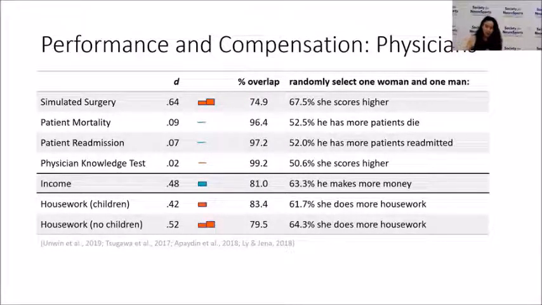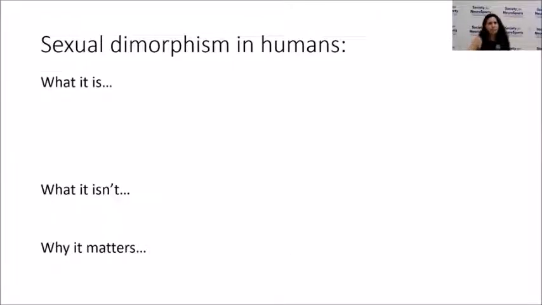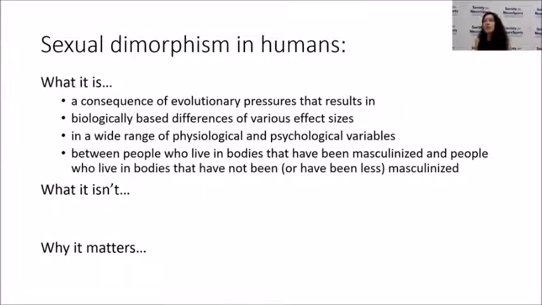So, okay, this is all fine. But when I started, I promised I was going to talk about what sexual dimorphism in humans is, what it isn't, and why it matters. So I hope I've at least started to get us there. But just to sum up, in case I didn't do my job well: sexual dimorphism in humans is a consequence of evolutionary pressures that results in biologically based differences of various effect sizes in a wide range of physiological, psychological, and behavioral variables between people who live in bodies that have been masculinized and people who live in bodies that have not been or have been less masculinized.